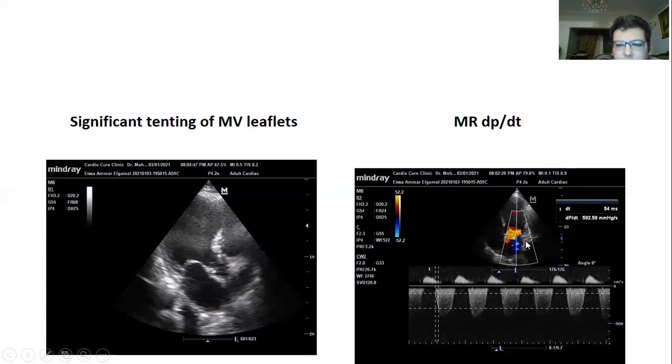This is continuous wave Doppler, and we can appreciate here the density of the regurgitant jet is not severe, denoting moderate incompetence. However, the change in dP/dt, the rate of change of left ventricular pressure, is markedly reduced, 592 millimeters of mercury per second, denoting severe left ventricular systolic dysfunction. This measure, the mitral regurgitation dP/dt, is supposed to be load independent, so it's not affected by the severity of mitral regurgitation.